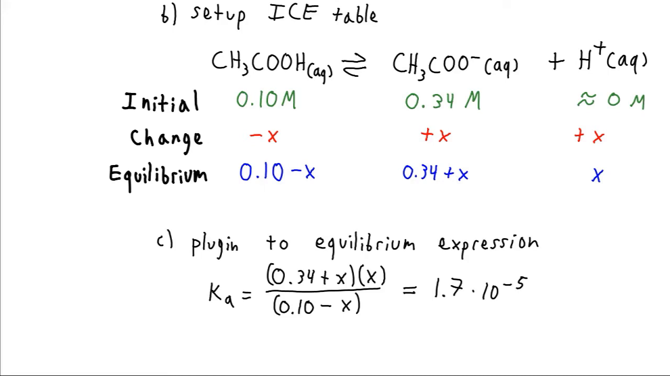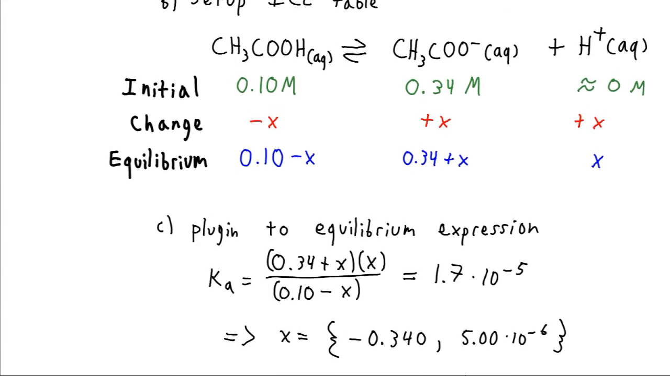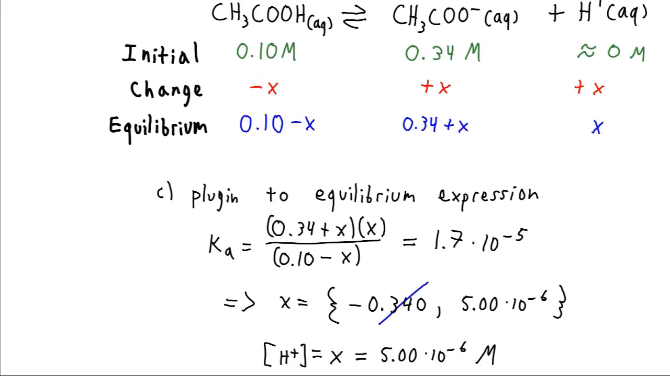So we'll go ahead and plug in now to the equilibrium expression, and I've looked up the Ka value for acetic acid in a table. Found that it was 1.7 times 10 to the minus 5. We get two values for x if we use an algebraic solving system. And we can see that this value must be incorrect because it will give us a negative concentration for H+. So we can go ahead and rule that out. Our concentration must be 5 times 10 to the minus 6 molar for our H+.